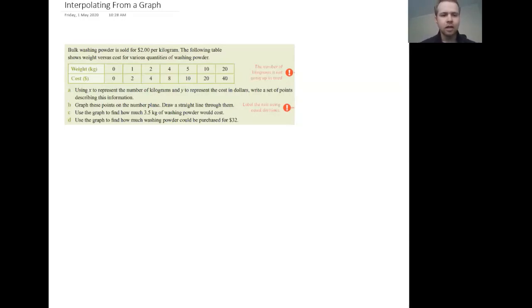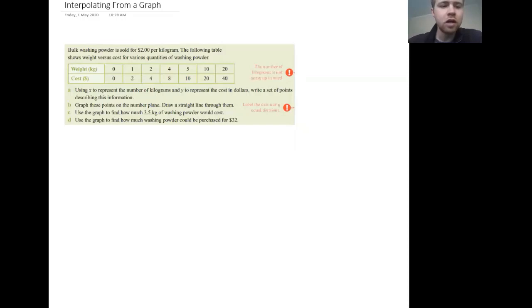So let's look at this question here. We've got washing powder. It's sold for $2 a kilogram. The following table shows the weight versus the cost. So we've got this relationship between the weight and the cost, and it's $2 per kilogram. It's going to be a linear relationship. That's what this topic's all about.